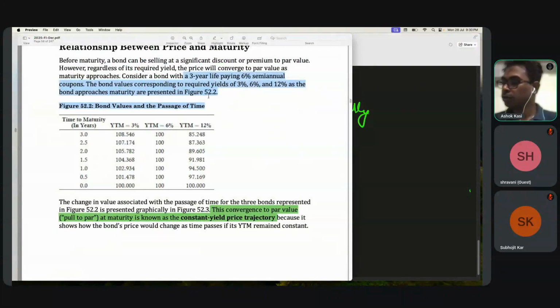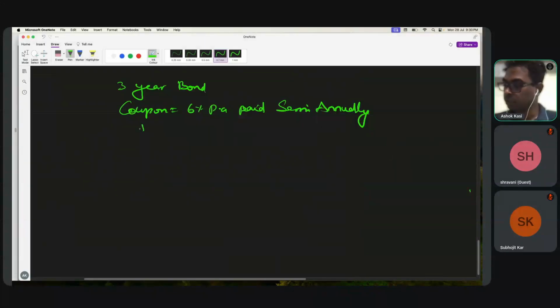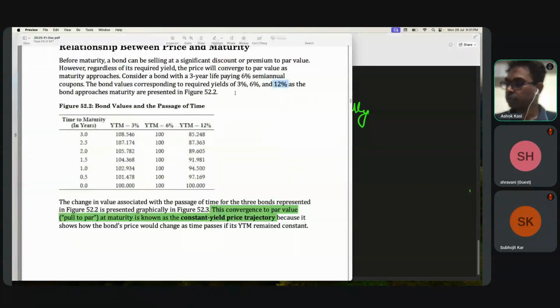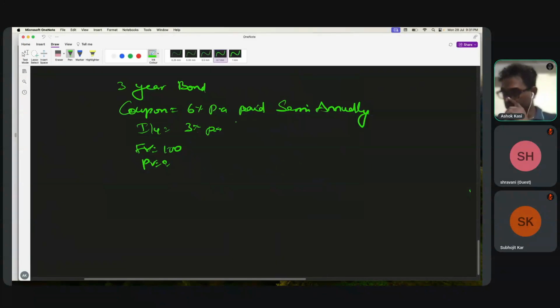Now these are all different cases. The first case is 3% per annum. Future value is 100. What is the present value? Can we calculate the present value? See, this is semi-annual, so we need payment and then future value.